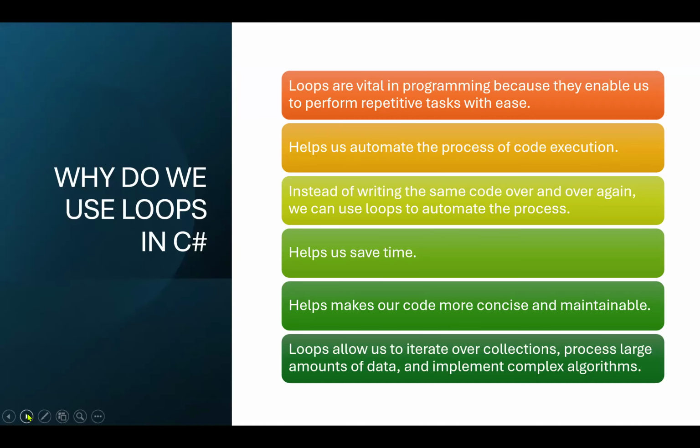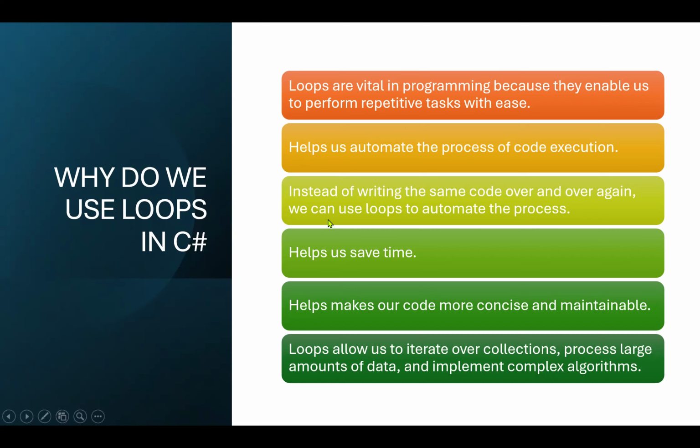Why do we use loops? Loops are vital because they help us in our programming when we're writing our automation code. They enable us to perform repetitive tasks with ease, in the sense that we don't really have to rewrite our code each time we want to execute it, especially if it has to do a repetitive action. It also helps us to automate the process of our code execution.